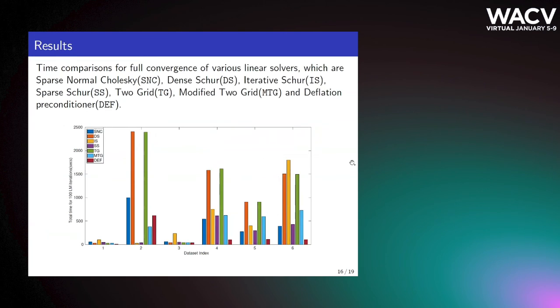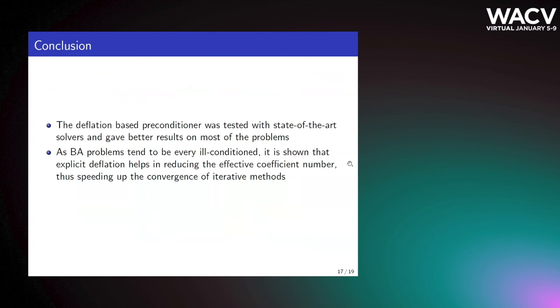The proposed solver was integrated with the Ceres solver, which contains many state-of-the-art solvers already implemented. We compared the time taken for 100 iterations of the LM using the proposed solver with the solvers implemented in Ceres, as well as a modified version of the two-grid solver. It can be seen that the time taken for our solver is much less compared to the other solvers for most of the datasets. Thus, the deflation-based solver is a much better alternative to the other solvers.